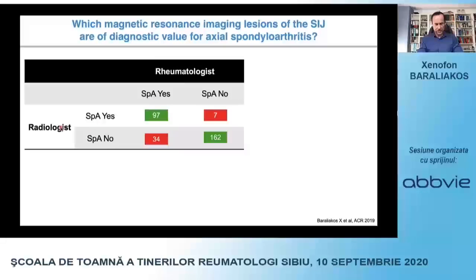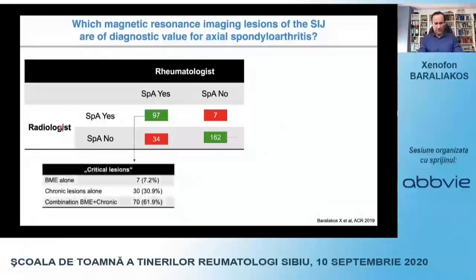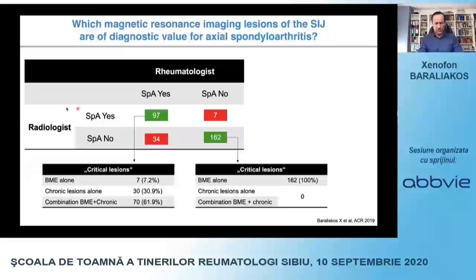We had 300 patients with or without spondyloarthritis, and you see the results here. In those where the radiologist said there's a critical reason for saying that this is or is not spondyloarthritis, in those patients where we agreed, it was not the bone marrow edema alone that the radiologist said is critical for me to say it's SPA, but mostly the combination of edema and chronic lesions like erosions and fat. So this is the majority of where we agreed that this is spondyloarthritis. And the majority where we also agreed that this is not spondyloarthritis, or actually all of them, had only bone marrow edema and there were no chronic lesions.